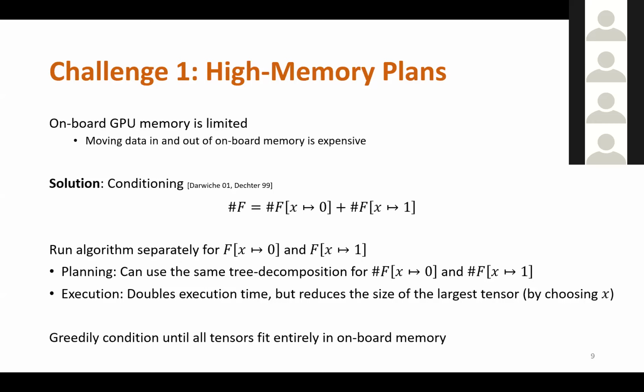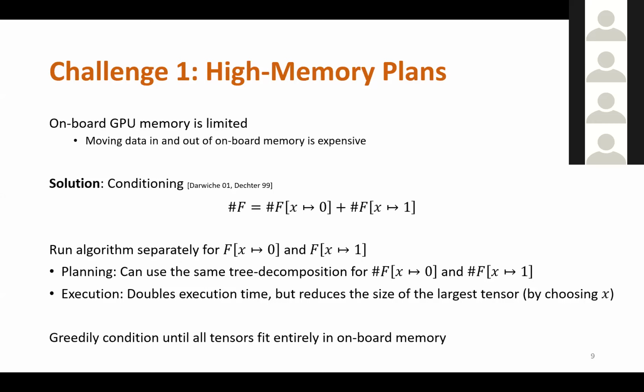And to solve this, we look back at some very classic AI work on conditioning of Bayesian networks, where the general idea is that to compute the model count of a formula, just for the sake of example, an unweighted model count, you can choose a single variable x and assign the variable to false and compute the model count, and assign the variable to true and compute the model count. This is just a very basic splitting operation. But the central insight is that if we were to run our algorithm separately for each of these two formulas, we can actually reuse exactly the same tree decomposition, exactly the same plan for both the formula when x is assigned to 0 and when x is assigned to 1.